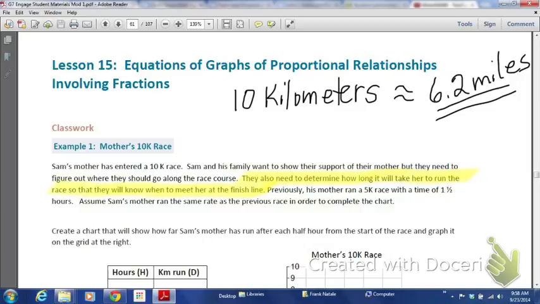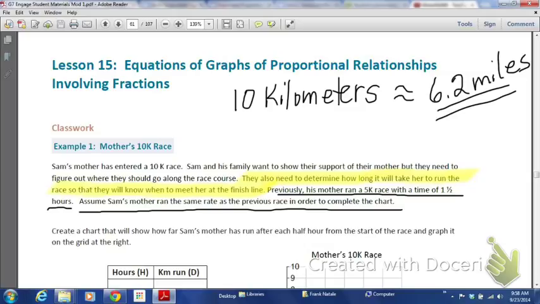Now, previously, his mother ran a 5K race with a time of 1.5 hours, which is a very long time. I'm not sure she was even running. Anyway, that's beside the point. So let's assume Sam's mother ran at the same rate as the previous race in order to complete the chart. So we're making an assumption. We can predict based on someone's prior running rate, or unit rate, and that's what we're going to try to find out right now.